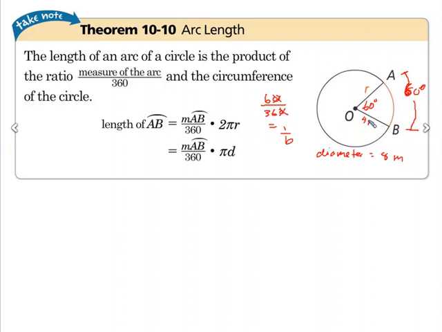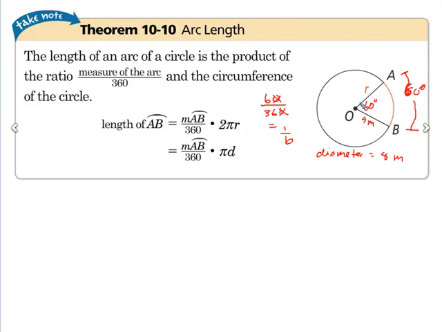So one way I could do it is just to find the circumference. Remember, we learned that on Friday, or reviewed it on Friday. 2 pi times the radius, or pi times the diameter, gives you the whole distance around. And now, if I want to find what 1/6 of that is, I could just multiply 1/6 times the circumference, and I would get what part of it is this arc.